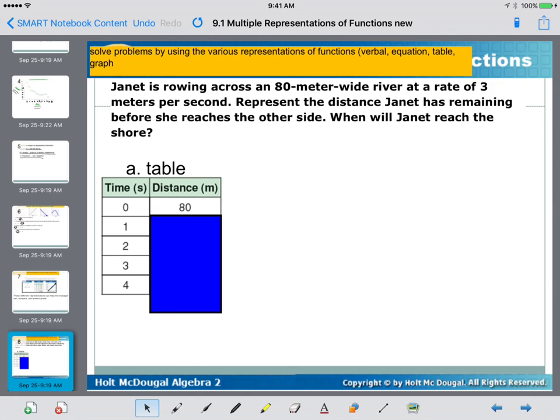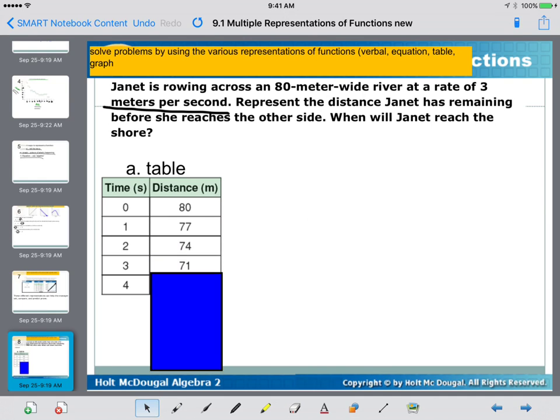And after 1 second, if she is going 3 meters every second, that's what meters per second means, she will get 3 meters closer to the shore. So after 1 second, she would be at 77 meters. And it's going to continue this way. After 2 seconds, she'd be at 74 meters. And after 3 seconds, 71. And after 4, 68. So here's a table that represents our values. So I'm going to switch slides here, but same problem.